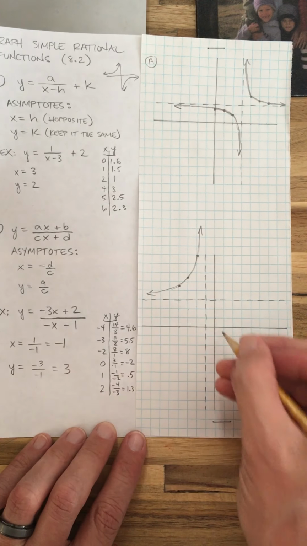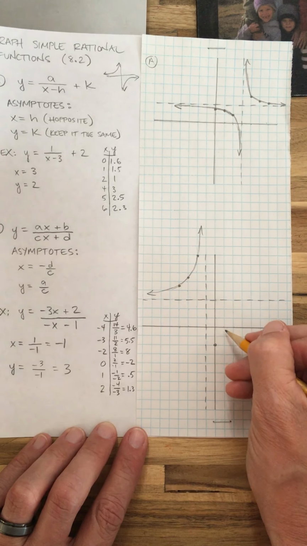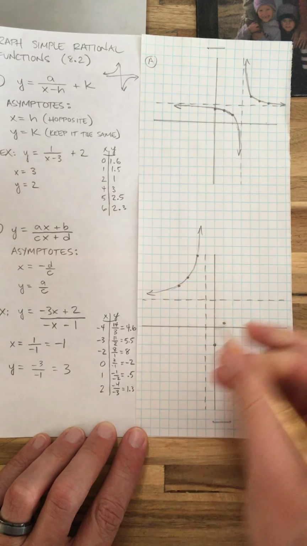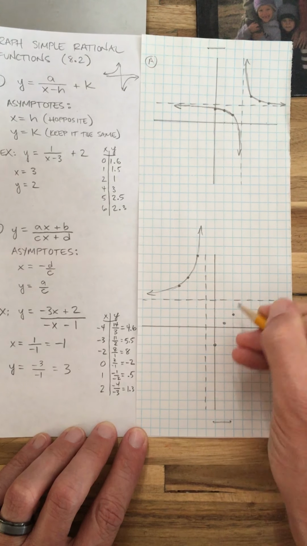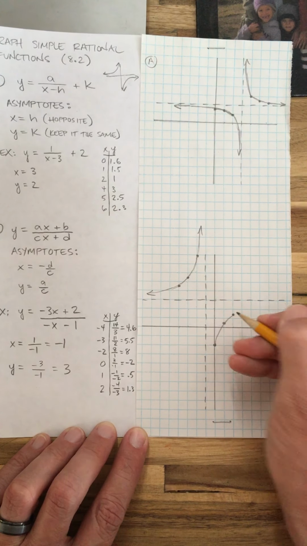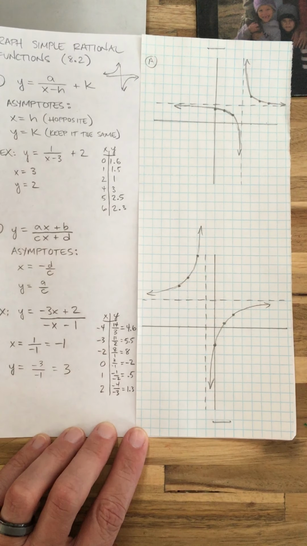So, 0, -2; 1, 0.5; 2, 1.3, and here is my curve. All right, go ahead and draw arrows this way. Draw arrows this way. I am out of time, guys.